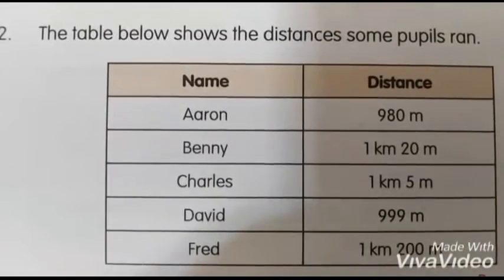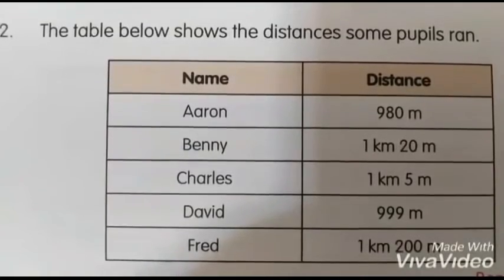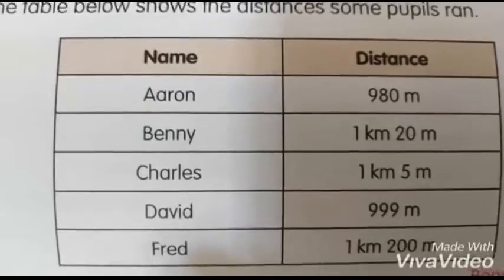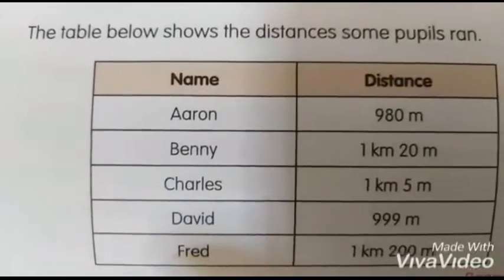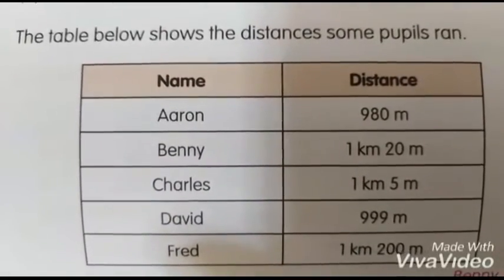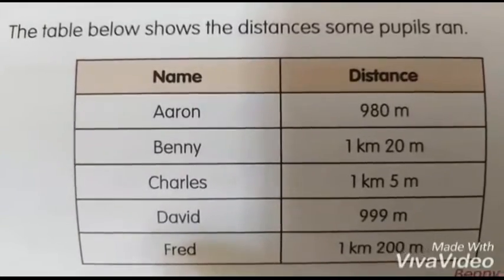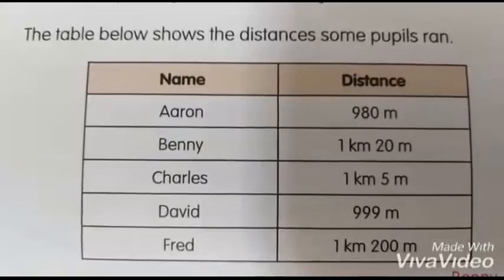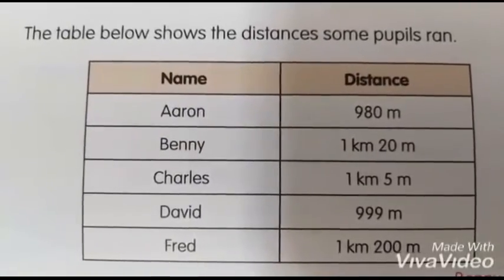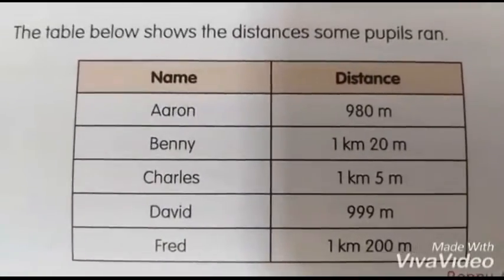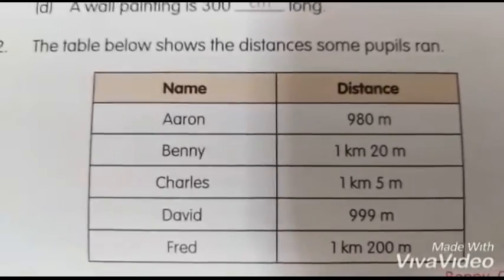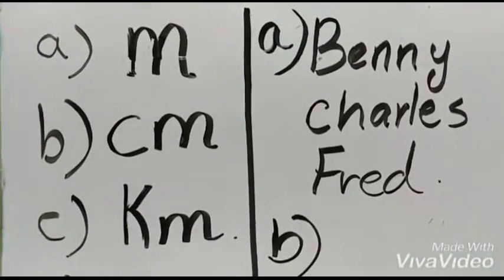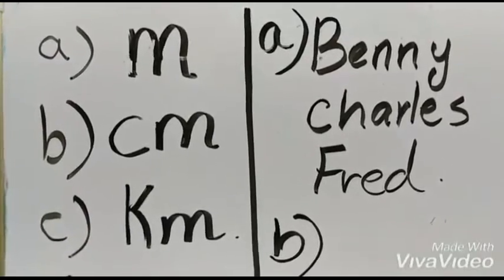Question number 2. The table below shows the distances some pupils ran. Read the table and answer the following questions. Which pupil ran a distance greater than 1 kilometer? There are 3 pupils who ran a distance greater than 1 kilometer. Benny, Charles, and Fred. So the answer is Benny, Charles, and Fred.